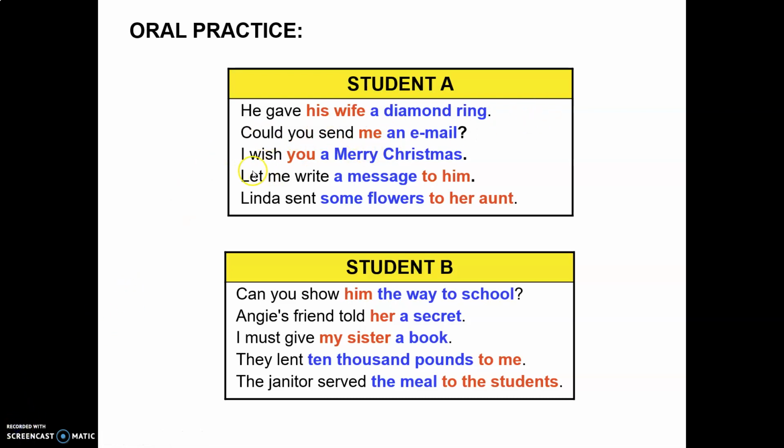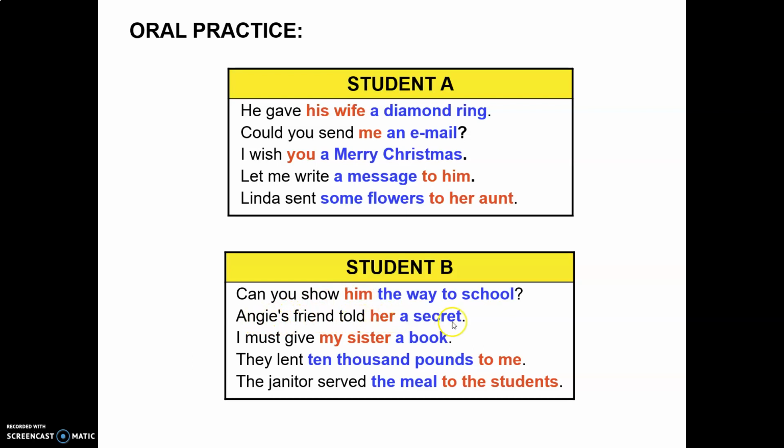Okay, so let's do the correction. Could you send me an email? Could you send an email to me? I wish you a Merry Christmas. I wish a Merry Christmas to you. Let me write a message to him. Let me write him a message. Linda sent some flowers to her aunt. Linda sent her aunt some flowers. Can you show him the way to school? Can you show the way to school to him?